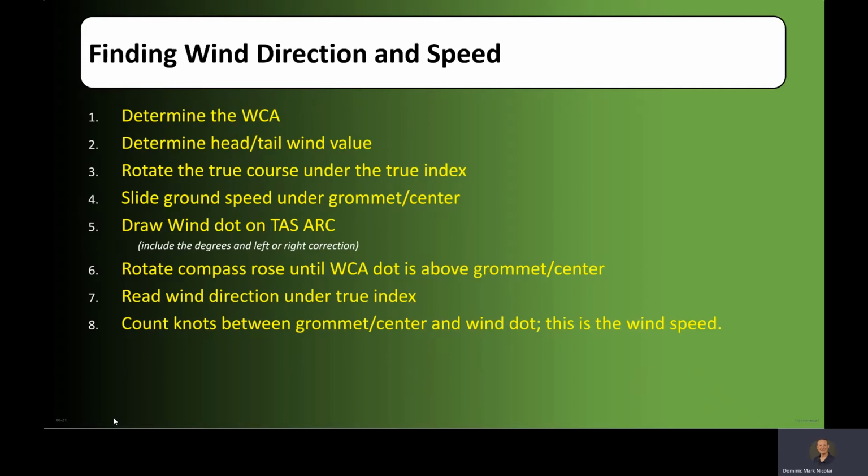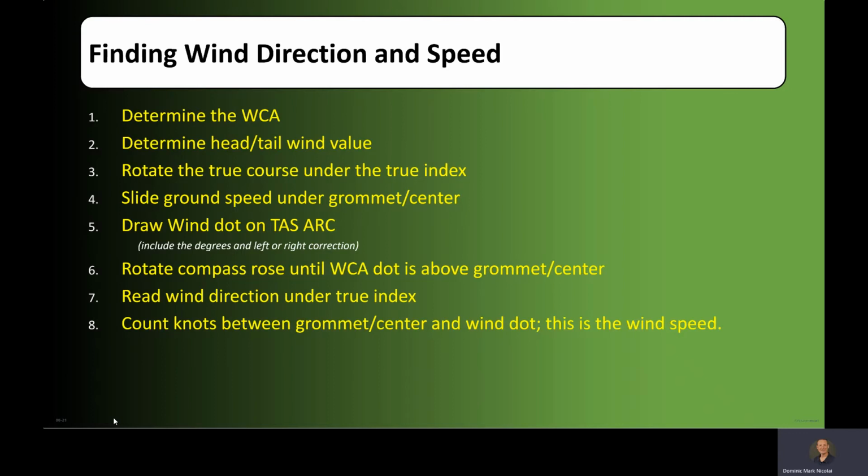So step number one is to determine the wind correction angle. Number two, I like to do this. It's not part of the actual process, but it helps me double check my answer at the end. Do I have a headwind or a tailwind? Step number three, we're effectively working backwards.